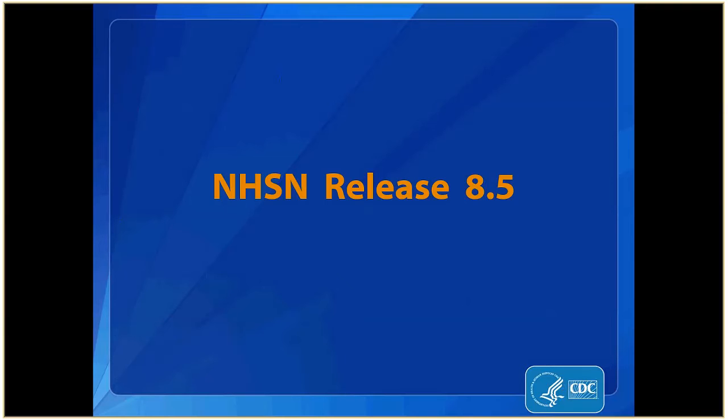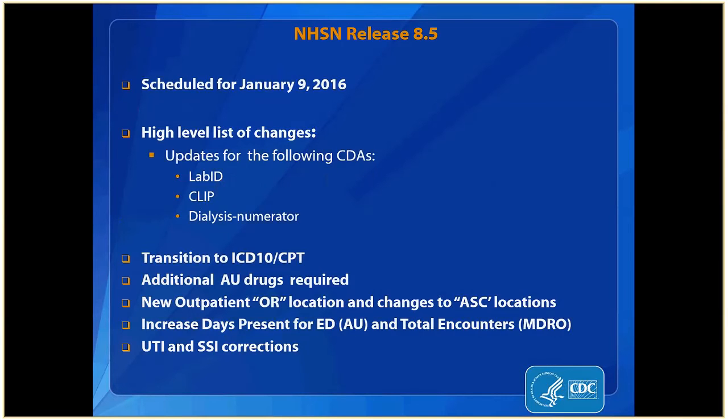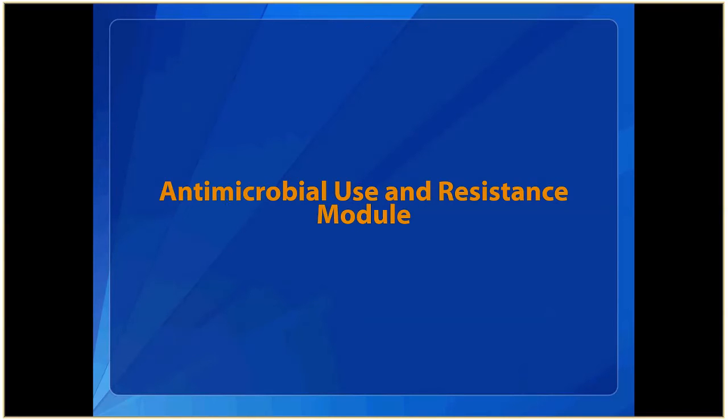So next we'll get into the Release 8.5 changes. This is a high-level list of the items that are scheduled for the January 9th release for 2016. The high-level list of changes includes the following updates to the CDAs. It'll include Lab ID, SLIP, and the Dialysis Enumerator. We'll also discuss our transition to ICD-10 and CPT codes. We'll review additional AU drugs that will be required, a new outpatient operating room location, and changes to the ambulatory surgical care center location. And there'll be increased days present for AU and MDRO, and a few minor UTI and SSI corrections. And I'll turn it over to Amy.